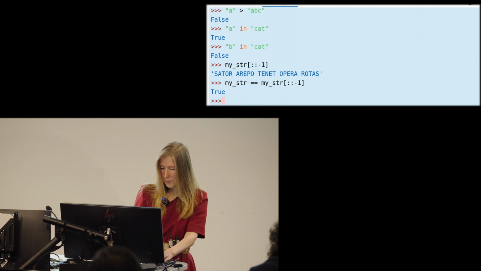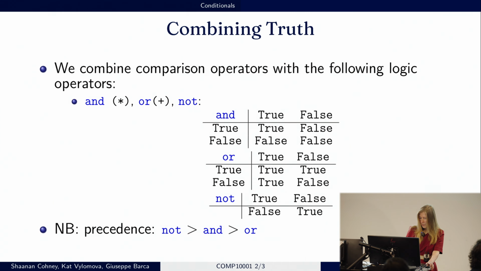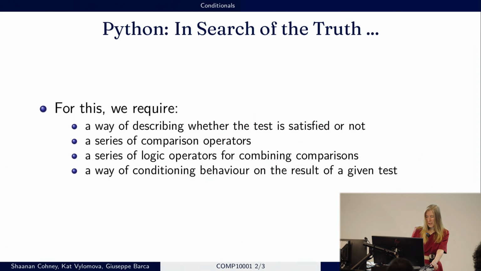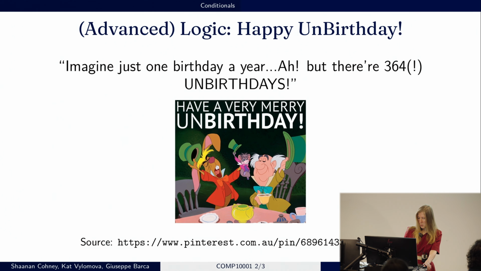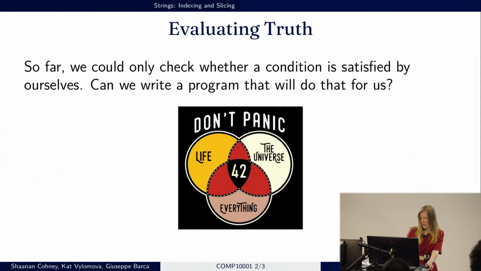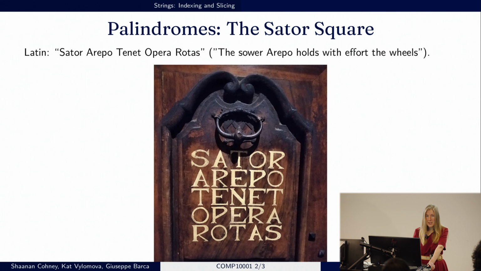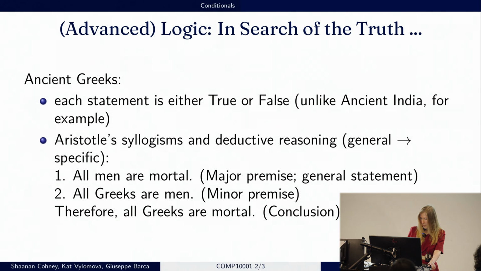So it's a palindrome. But you recall that we also have some extra conditions that need to be satisfied. We also need to check that every 5-character word appears on the horizontal and the vertical line. So Satur here, Arupo here, Arupo here. So we need to put together all these conditions, and in order to combine them, we will use logic operators.